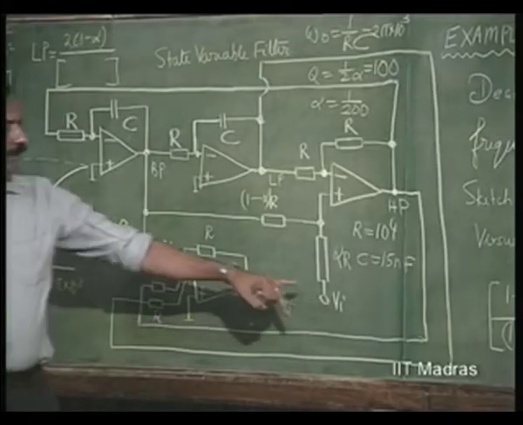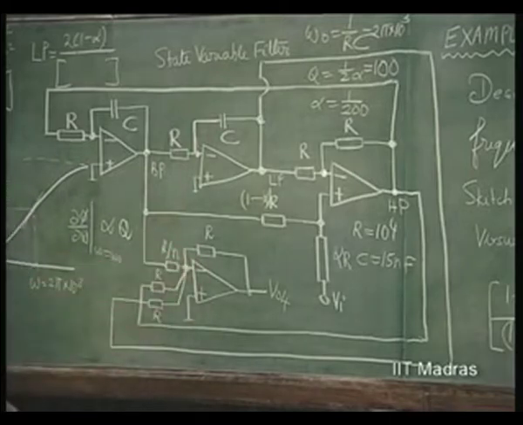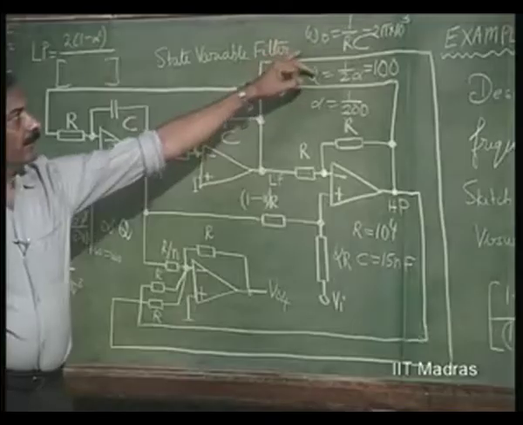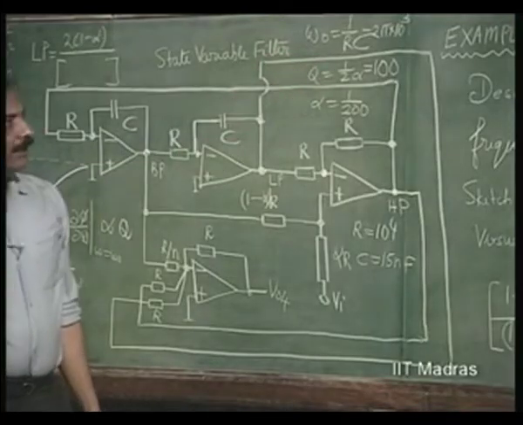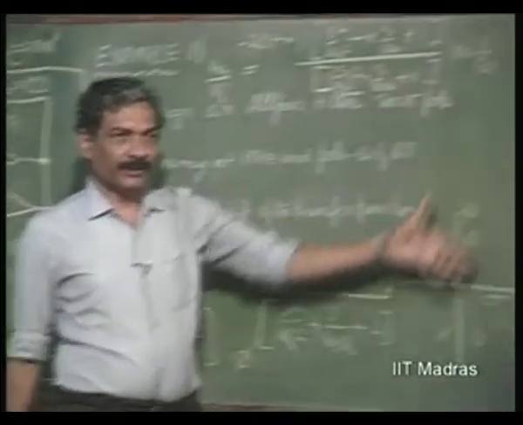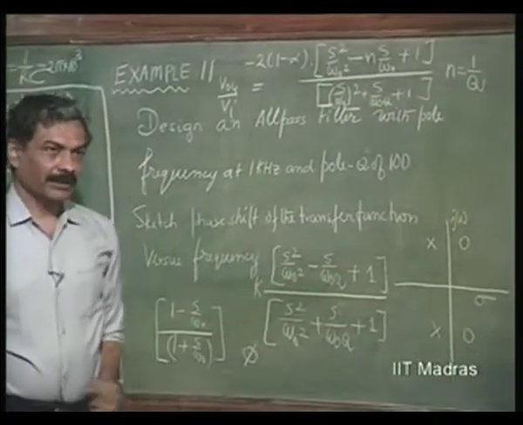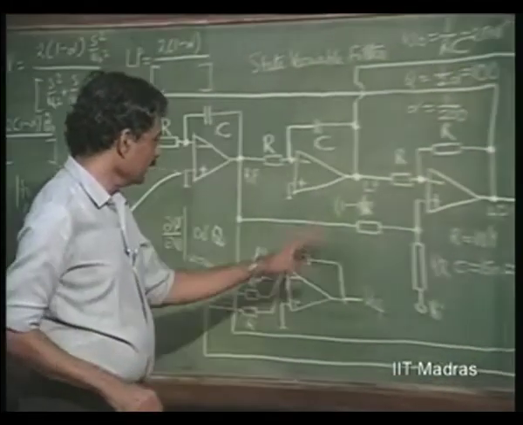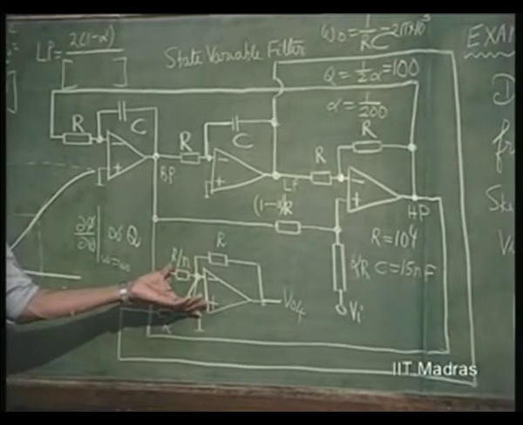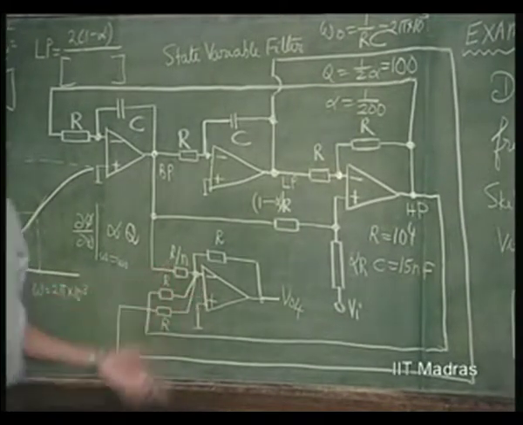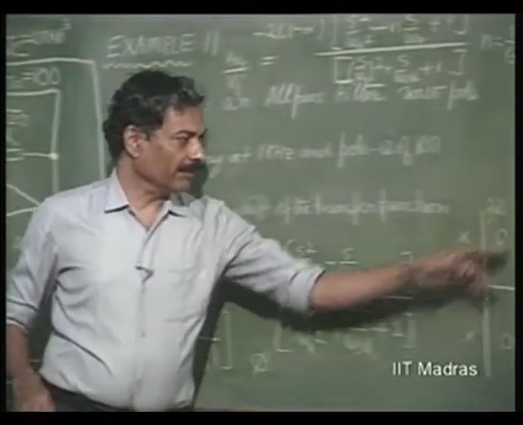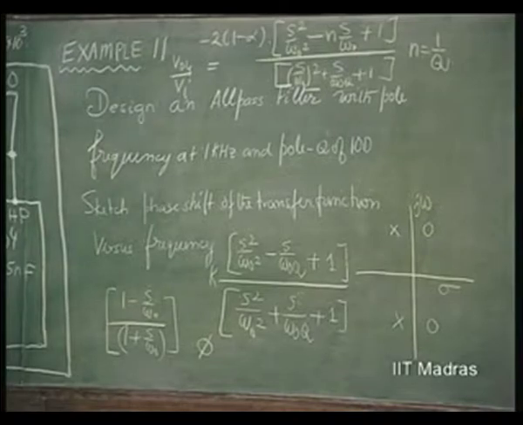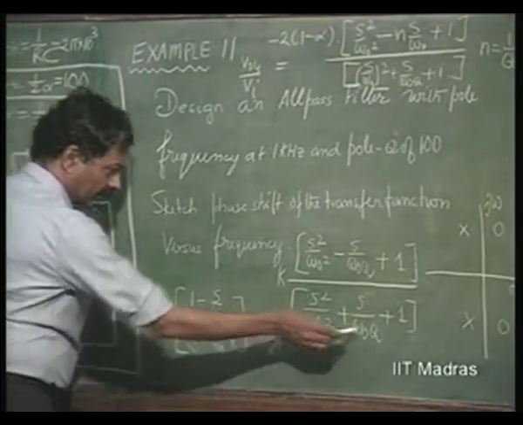So, V naught 4 divided by V I is that, and that design is over. We have already made Q equal to 100, omega naught equal to 2 pi into 10 to the power 3, and if I make n equal to 1 over Q, I would have achieved the all pass filter design. So, this is the usefulness of this summing amplifier here. It can therefore make you locate the 0 anywhere on the S plane. Now, we have located the 0 here. So, you can locate the 0 anywhere you like, and the pole gets fixed by omega naught and Q.